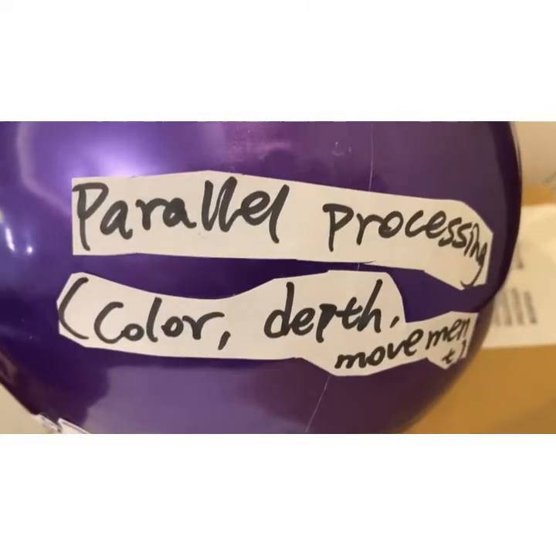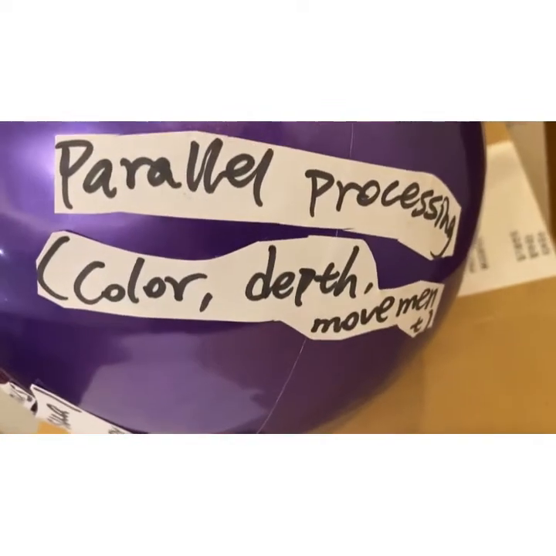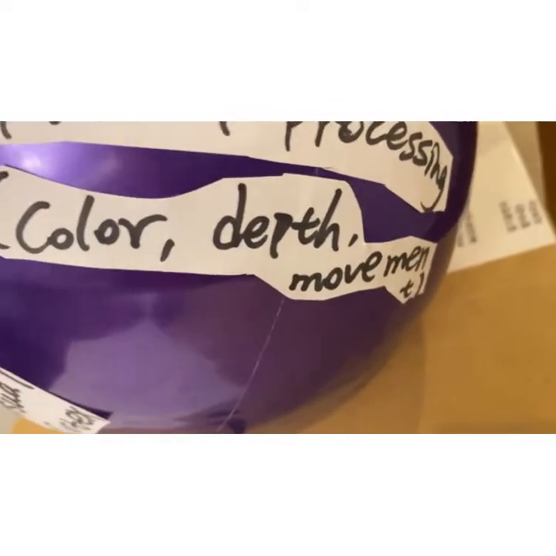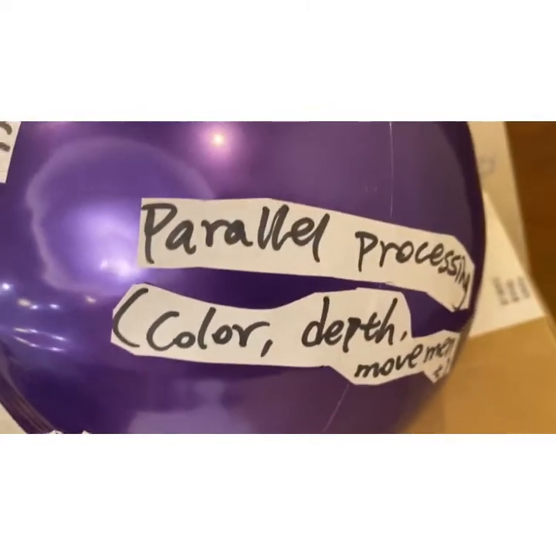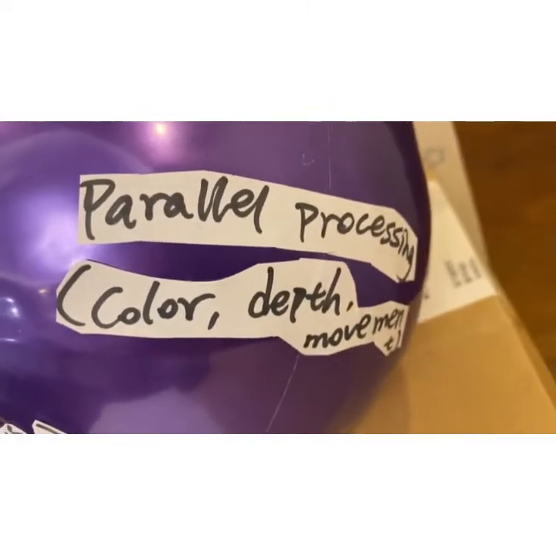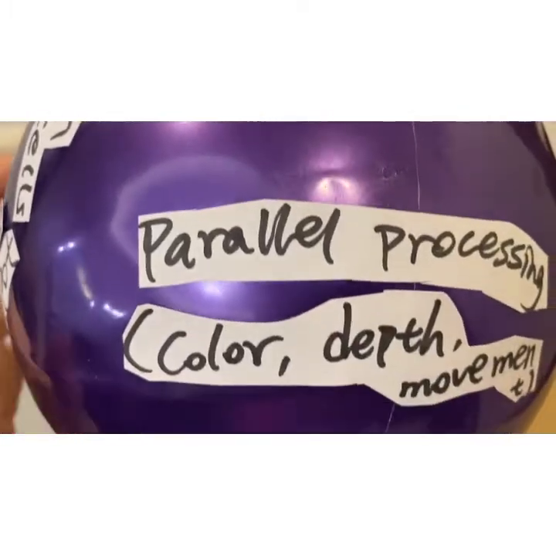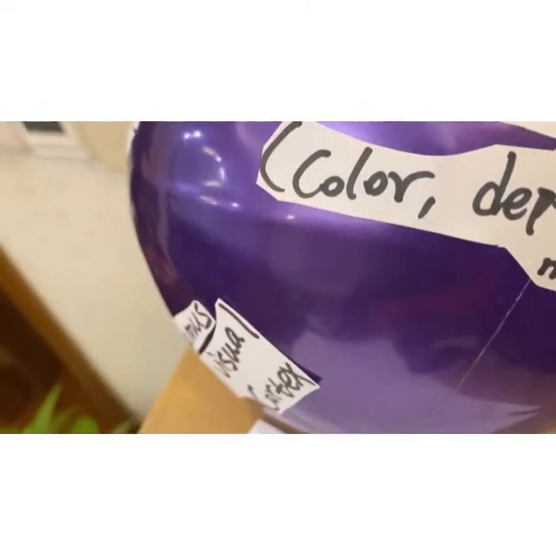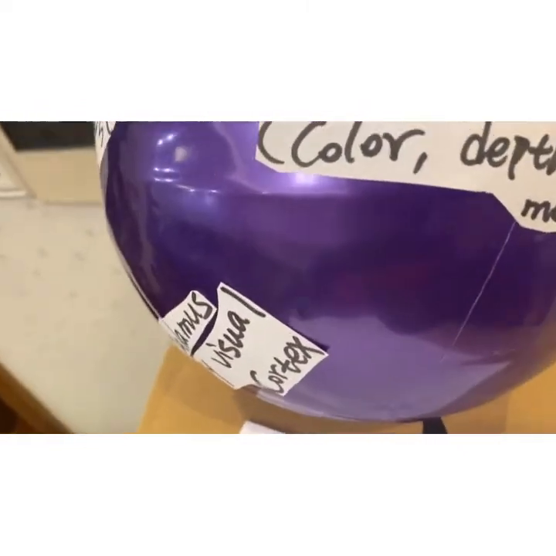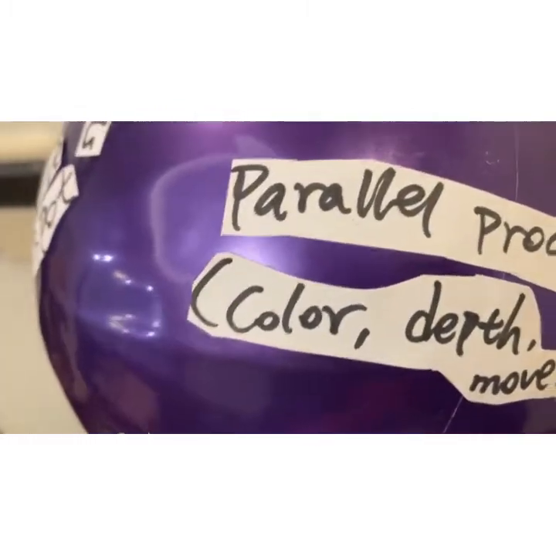Another processing way is called parallel processing. We see the object's color, depth, and movement to determine the visual content that our brain should interpret. Parallel processing also handles color, with different wavelengths, which we can detect, and the brain will respond.